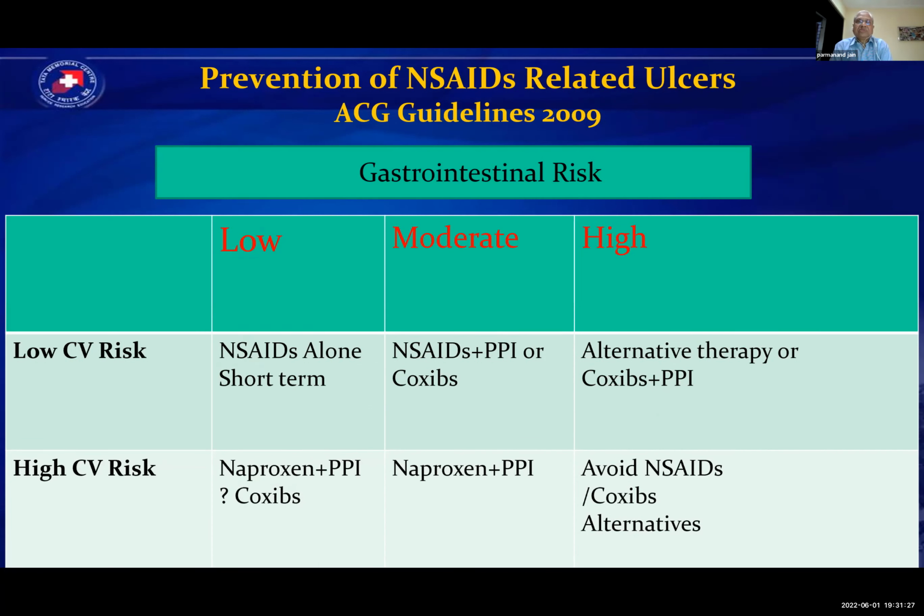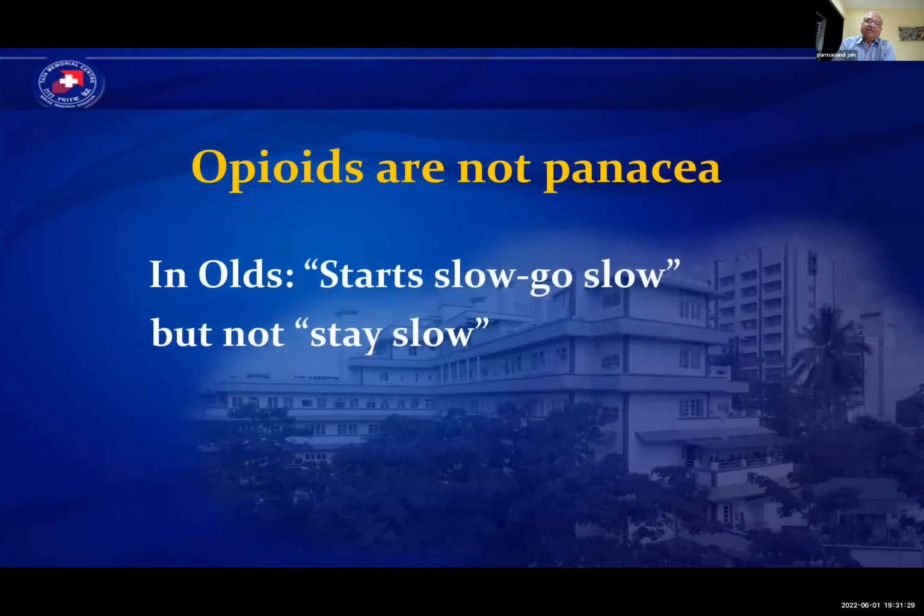No NSAID, no Coxib. So opioids are not a panacea, that you think I won't use NSAID, I won't use paracetamol, I will just use morphine, everything will be fine because opioids are considered safe. It is not like that. They can be safe, but you have to start low, because the elderly population is very, very sensitive to this. Go slow, stay slow, but go and steady. Okay, so do not remain like that.